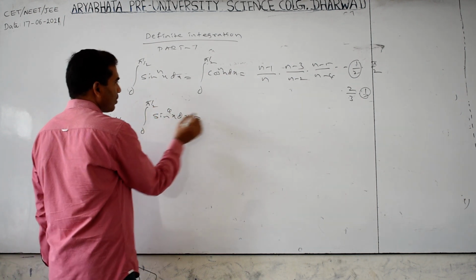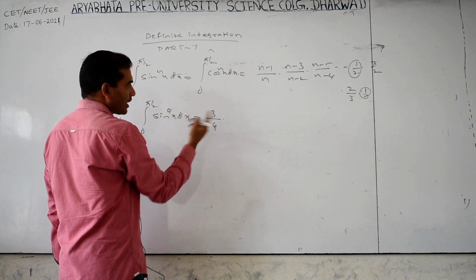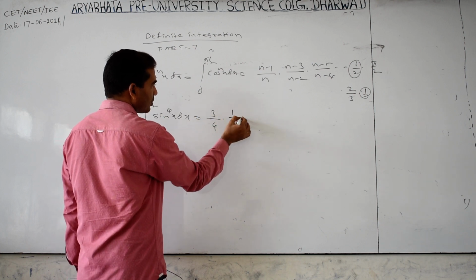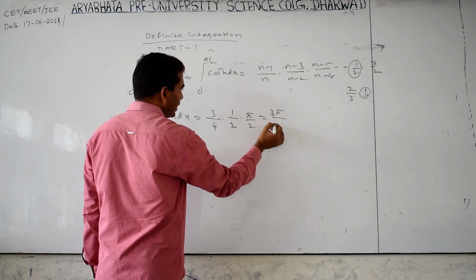What is the n? 4. 4 minus 1, 3 by 4. After that, decreasing by 2, numerator and denominator. 3 minus 2, 1. 4 minus 2, 2. 1 by 2, multiply by pi by 2. So answer is 3 pi by 16.